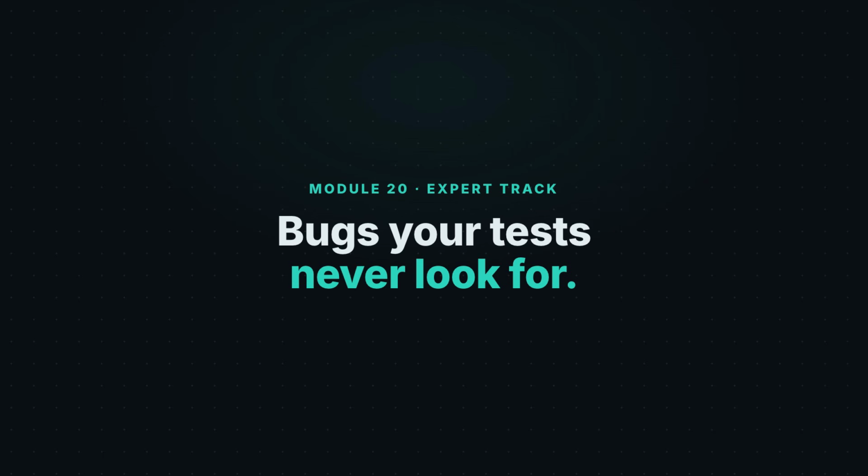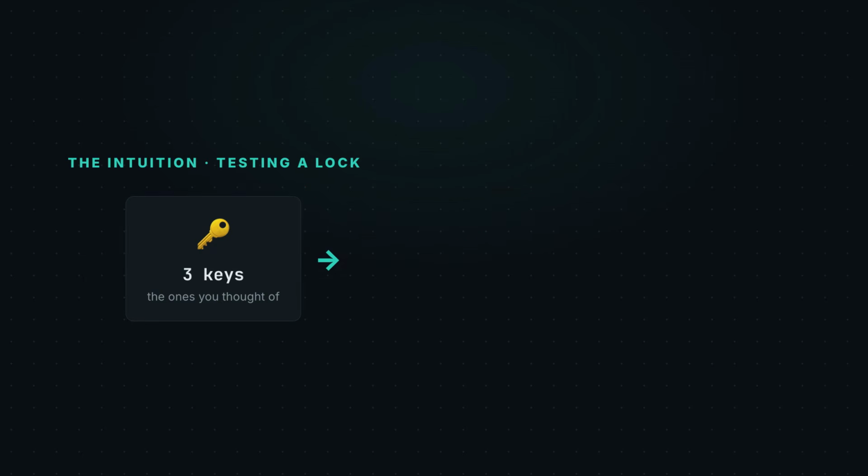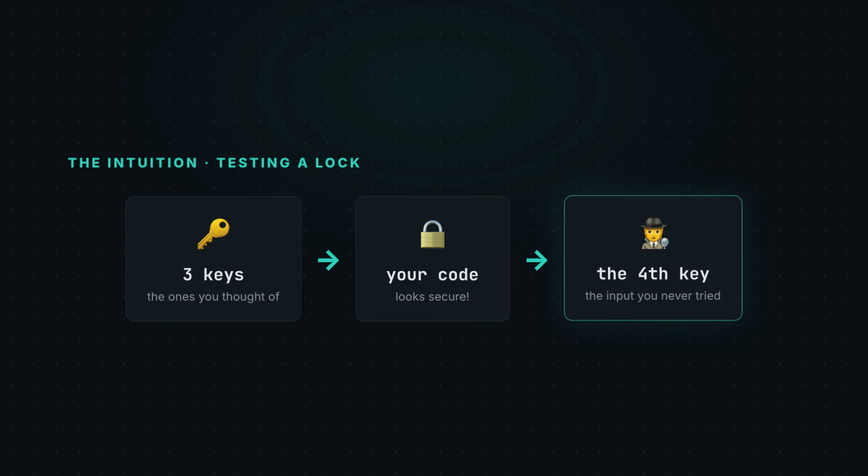Let's start with a story. No code yet. Picture testing a lock. You grab the 3 keys you can think of and you try each one. None of them opens it. Great. You call it secure and you walk away. But then a burglar comes along and tries a key you never even imagined. And it opens. That, right there, is ordinary testing. You only ever check the handful of cases you thought of, and the bugs live in the cases you didn't.